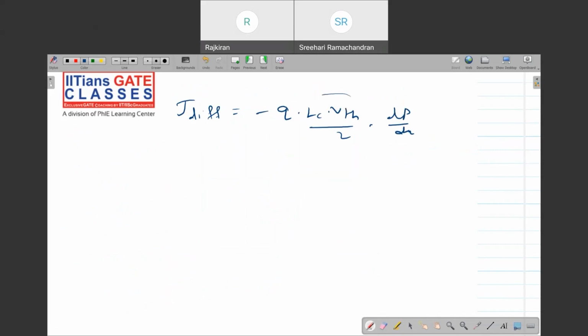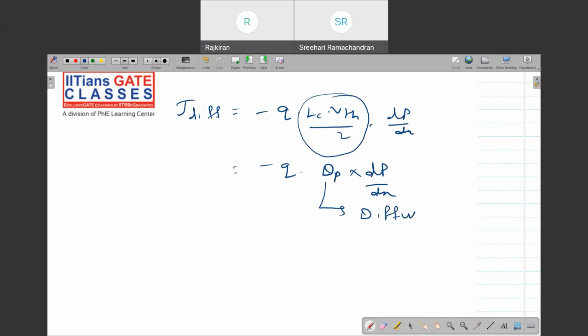This LC and Vth by 2 is called the diffusion constant. So it equals minus Q into Dp into dp by dx. This Dp is called the diffusion coefficient. It decides what it should be, and it depends upon the semiconductor, so for different semiconductors it will be different. Right or not? Clear? Okay, so now you understood that.